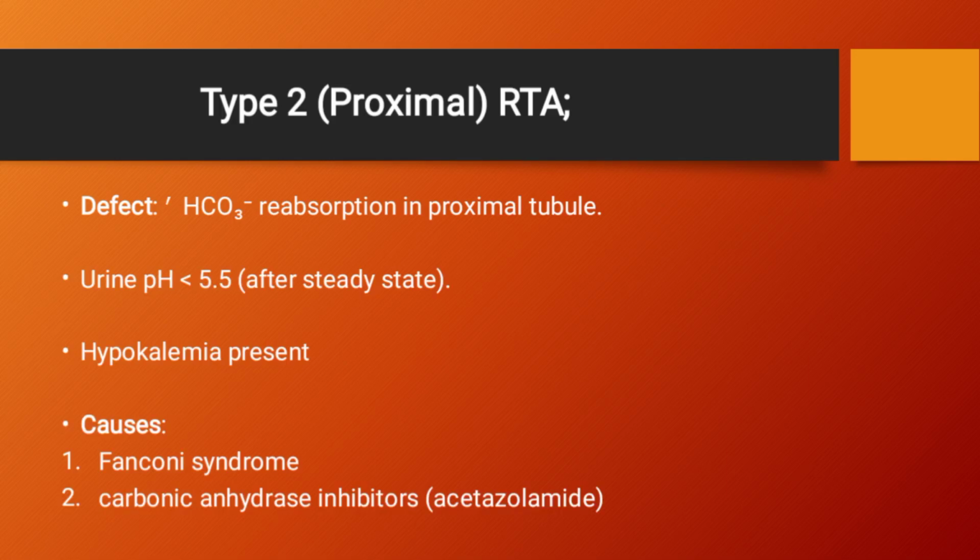Second one is type 2 proximal renal tubular acidosis. In proximal renal tubular acidosis, the proximal tubule fails to reabsorb bicarbonate efficiently. Initially, urine is alkaline, but as plasma bicarbonate falls, urine becomes acidic. It is commonly seen in Fanconi's syndrome or after carbonic anhydrase inhibitor therapy.